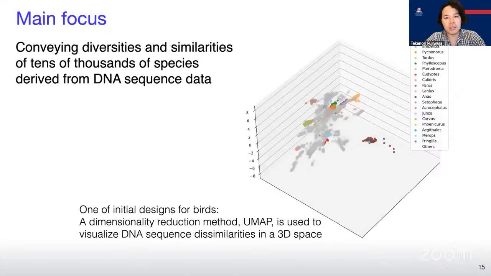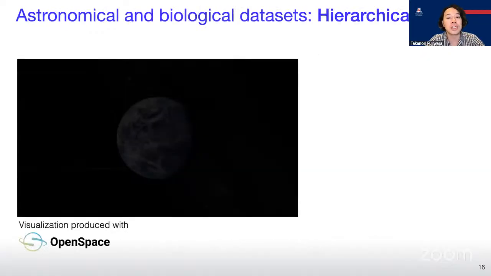In this project, with our team members from the bioinformatics field, we aim to generate a presentation of DNA sequence similarities of species, which are very abstract data. At the beginning of this project, as you can see here, we tested various different 3D designs. But eventually, we noticed that we can utilize semantic similarities of astronomical objects and biological elements as one way to facilitate understanding of the abstract biological data. What I mean is, both astronomical and biological data sets share a hierarchical nature.